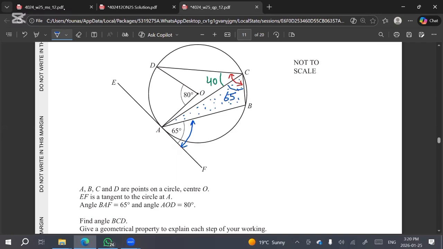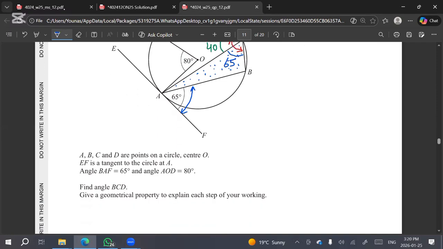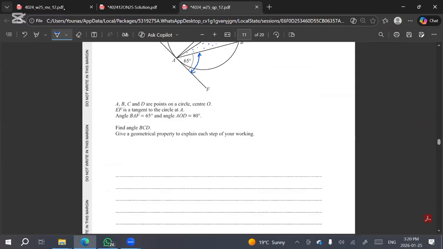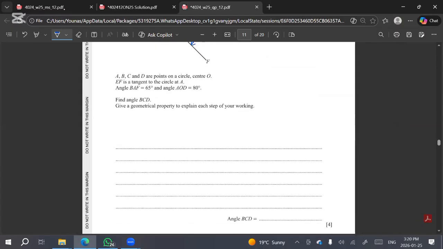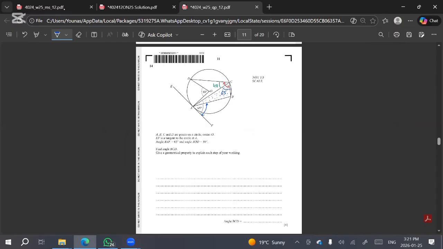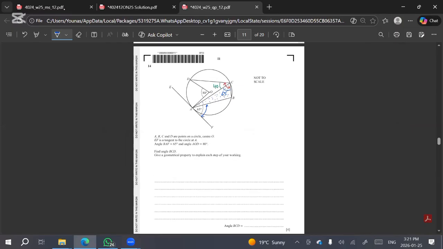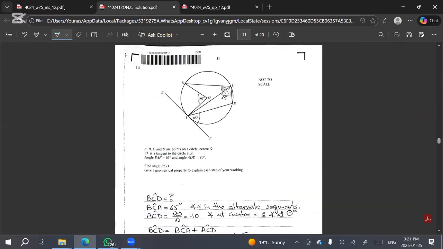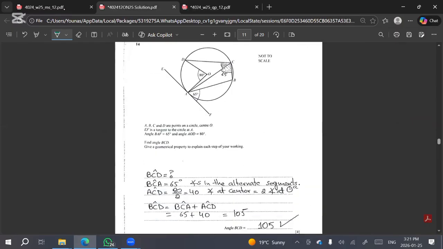The statement of the question is: find the angle BCD, and give a geometrical property to explain each step of your working. So it's a 4 mark question. Let me reduce the size so you can see the whole thing. I have to write the reasons also for why I am saying so. So here the solution is coming up.